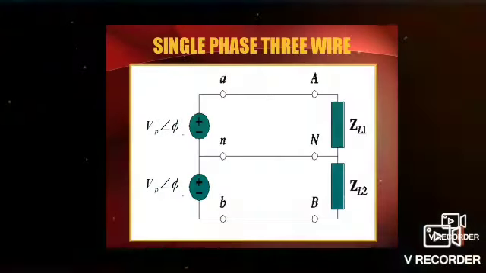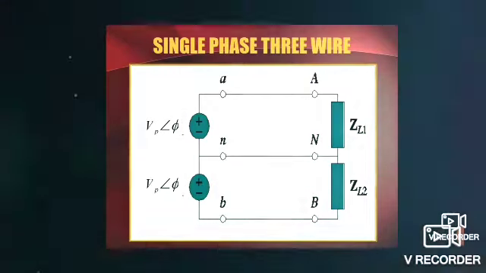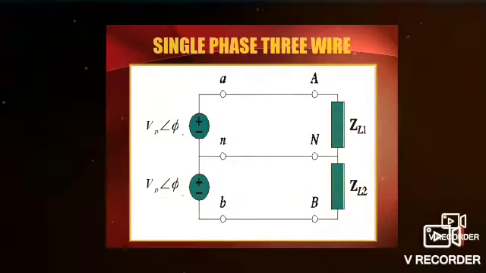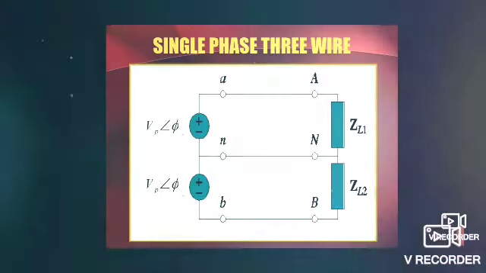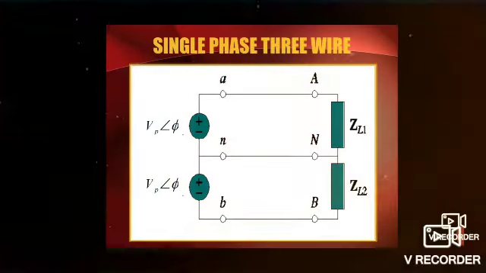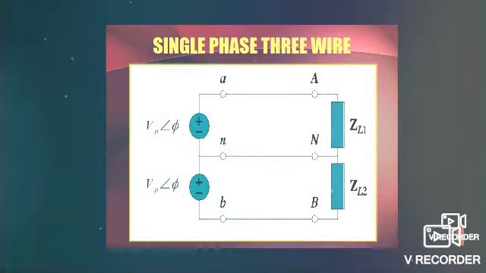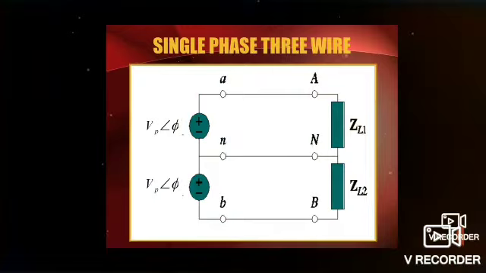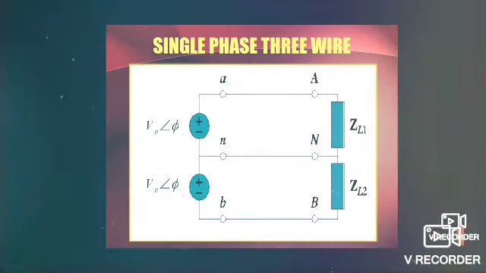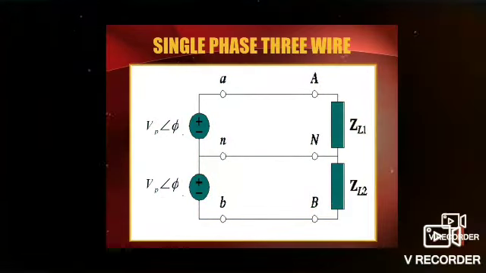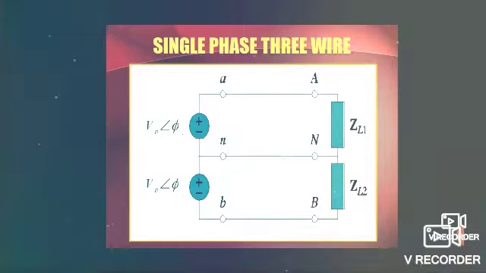Then single phase three wire system. The diagram shows the single phase three wire system. It has two identical voltages, Vp with angle phi. The value of voltage is the same and the phase angle is also the same. It has two phases A and B and there will be a neutral wire. There are two wires for the two phases A and B and a neutral wire. So it has three wires, so it is called single phase three wire system.